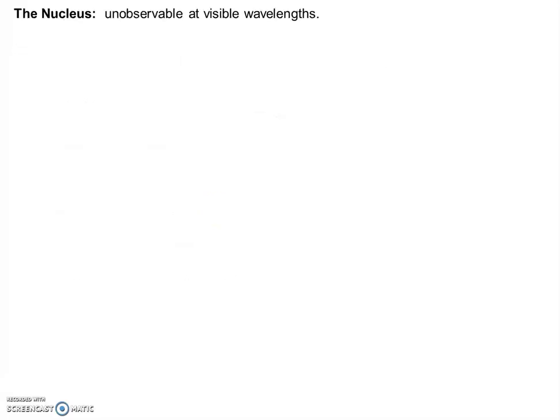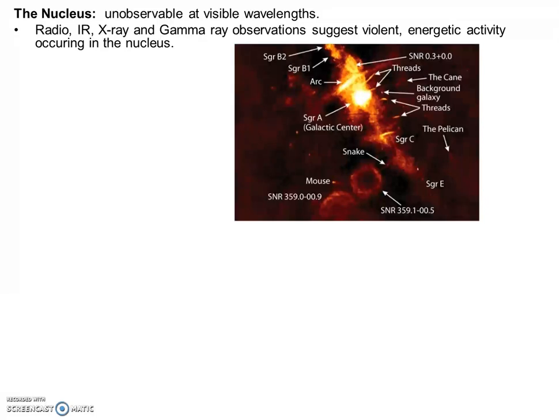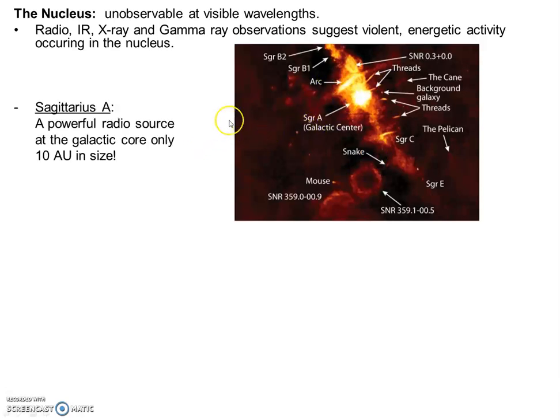Okay, the nucleus of our galaxy turns out to be a very energetic and busy place. You can't see it with visible wavelengths, but radio, infrared, X-rays, gamma rays observations can show you things near the center of our galaxy. And we see lots and lots of remnants of activity going on here. At the very center is a powerful radio source. In fact, it was the first astronomical radio source found besides the Sun, called Sagittarius A. It's the galactic center. It's only 10 AUs in size.